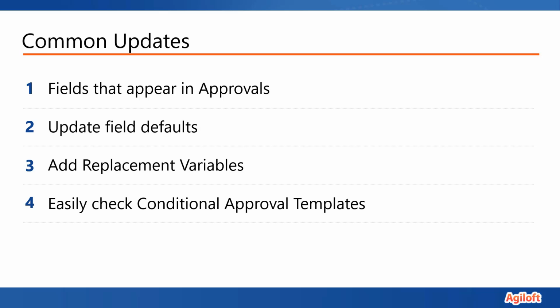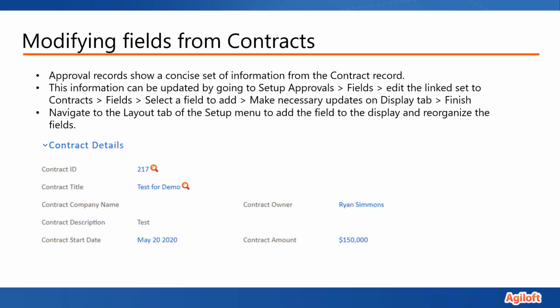Finally, even seasoned Agiloft implementers check their conditional approval templates. Creating a few fields and using an action makes troubleshooting a breeze. Approval records provide a concise set of information in the contract details section. This information is part of a link to selected fields from the contracts table.